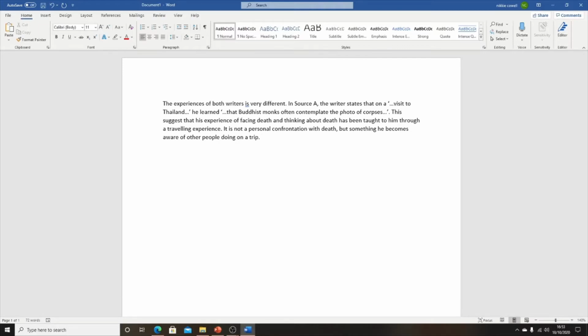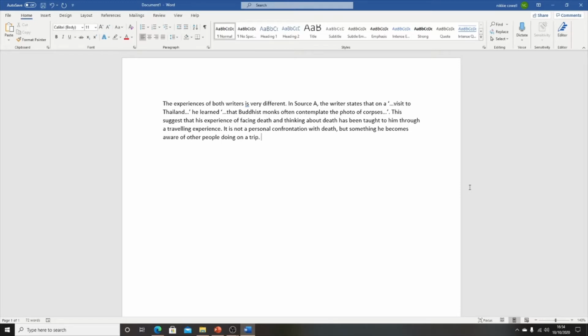So I'm making the inferences there, it's telling me what that quote is suggesting to me, almost kind of rewording certain parts of the quote as well as I'm saying that, because I don't want to use the same wording that's in the actual quote itself. So this suggests that his experience of facing death, thinking about death, has been taught to him through a travelling experience. So I've said travelling rather than a visit. It's not a personal confrontation with death, but something he becomes aware of other people doing. So again, I don't want to sort of repeat the idea that Buddhist monks are looking at this, so I've said that other people are doing on a trip. So again, I've used different wording than visits because I want to make sure that it's an inference and not just me repeating what's already in the quote.